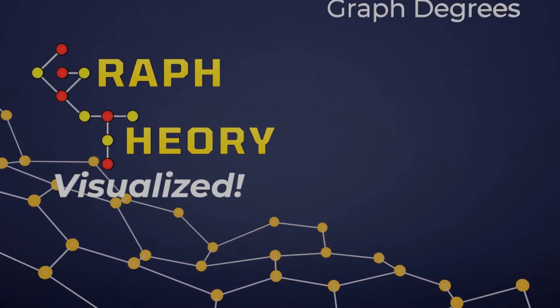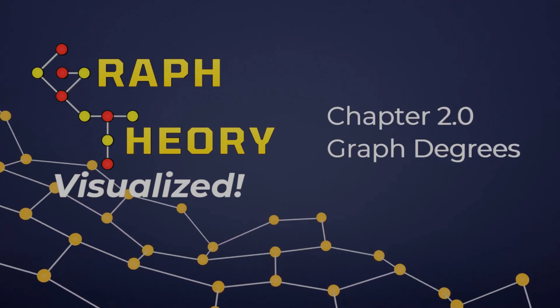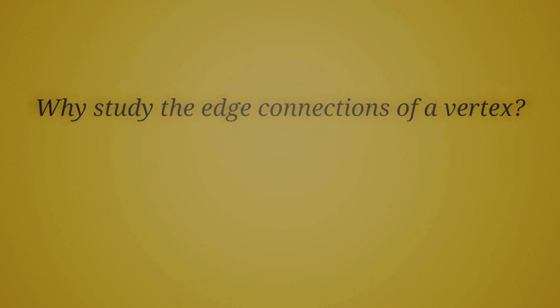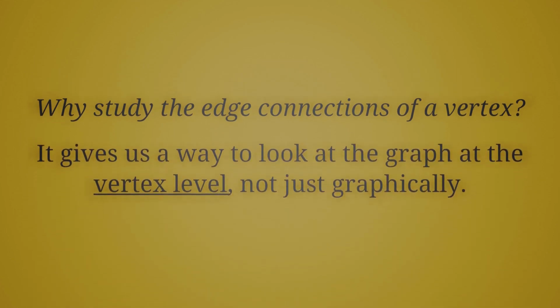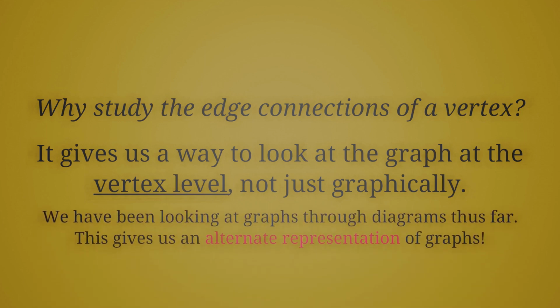Today we're going to be looking at the degree of a vertex. Why are we interested in such a parameter? Well, for one, it gives us a way to look at the graph at the vertex level, as well as an alternative representation of the graph. We'll see why this is useful later on.